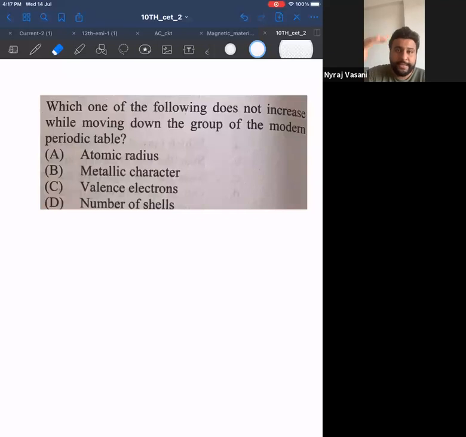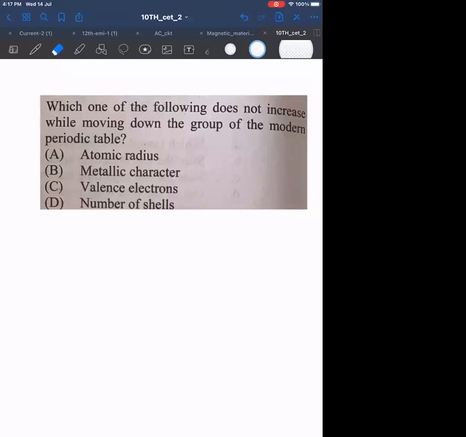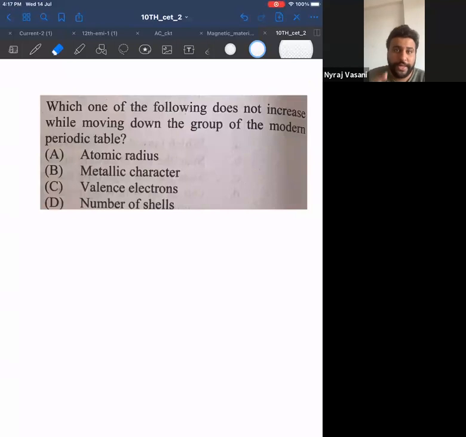3 things increase as you go down. 1 thing remains constant. You should tell me what remains constant as you go down. Think about it. All options look correct. Give me one answer which remains constant down the group. It is not across, it is down.